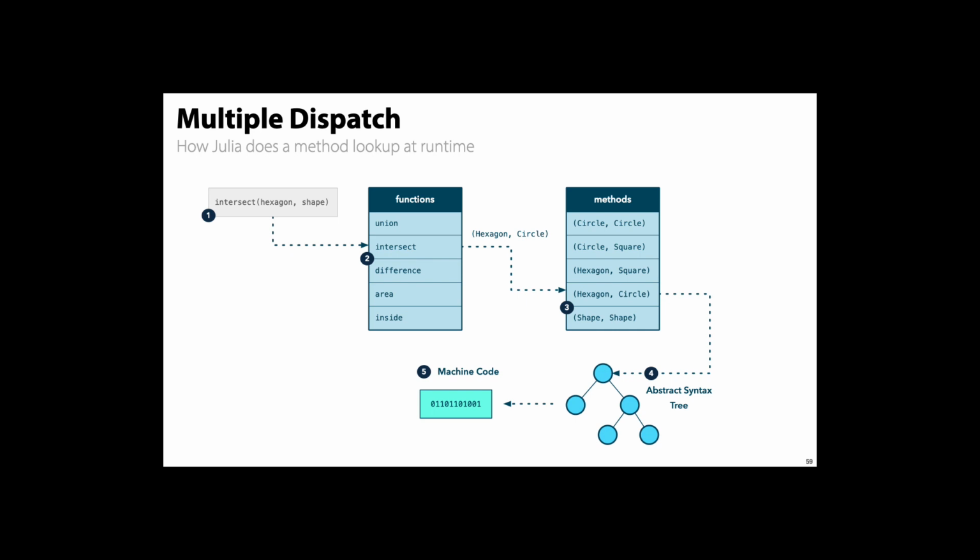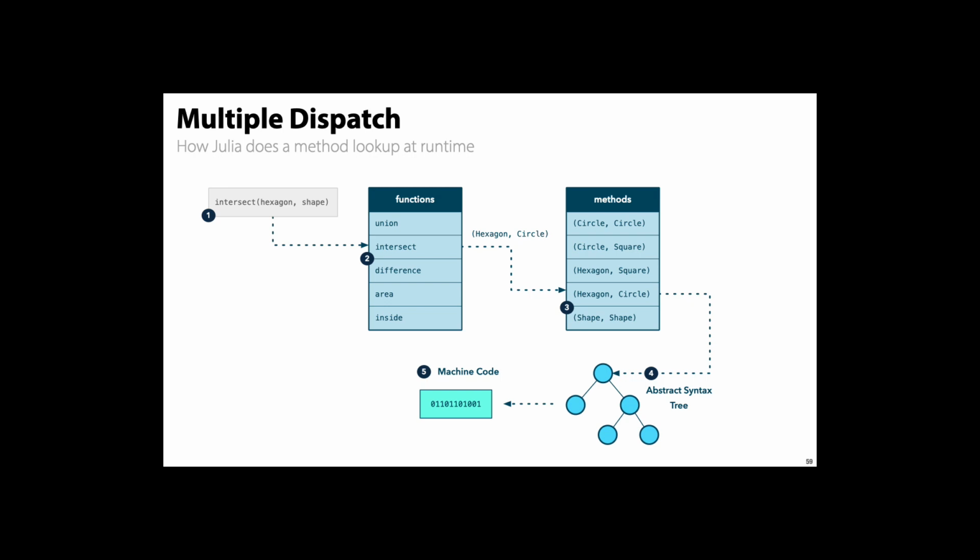Now, multiple dispatch, that's an entirely different beast. There's no special first object here. All the objects matter. So that's why we write intersect(hexagon, shape). What happens in this case? Well, we begin at the function. There's a kind of global list, or a list in your environment, of all the functions, and we look up and find the intersect function. And for every function, there is a list of methods.